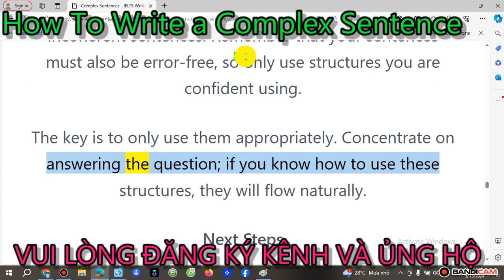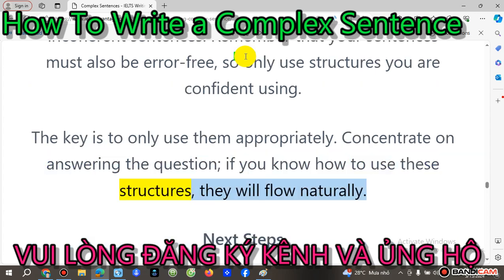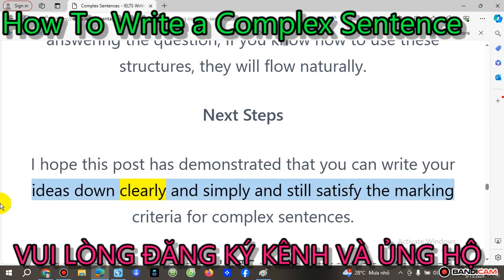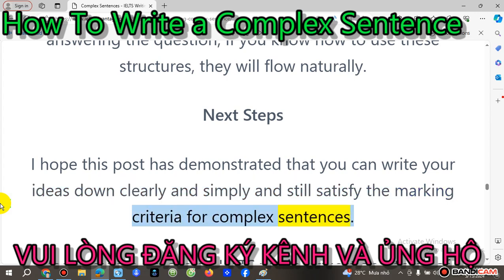Concentrate on answering the question. If you know how to use these structures, they will flow naturally. Next steps. I hope this post has demonstrated that you can write your ideas down clearly and simply and still satisfy the marking criteria for complex sentences.